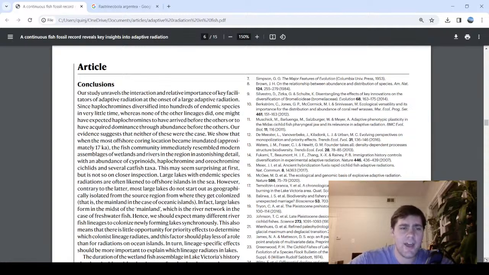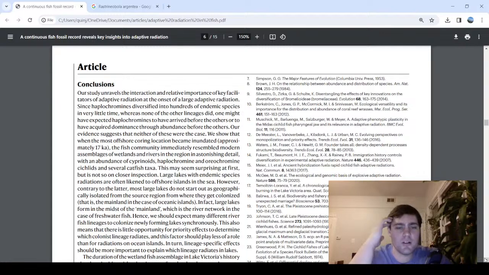We show that when the most offshore coring location became inundated, the fish community immediately resembled modern assemblages of wetlands and rivers in the region in astonishing detail, with an abundance of cyprinoids, haplochromine and aureochromine cichlids, and several catfish taxa. This may seem surprising at first, but it is not so on closer inspection. Large lakes with endemic species radiation are often linked to offshore islands in the sea.